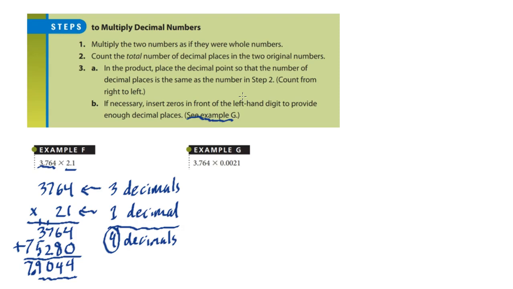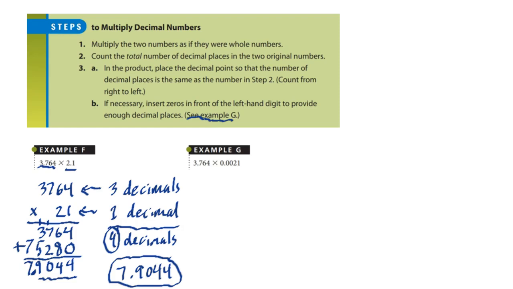So we're actually done after 3A. So our final solution is 7.9044. And as usual, if the problem instructs you to round to a certain amount of decimal places, do so.